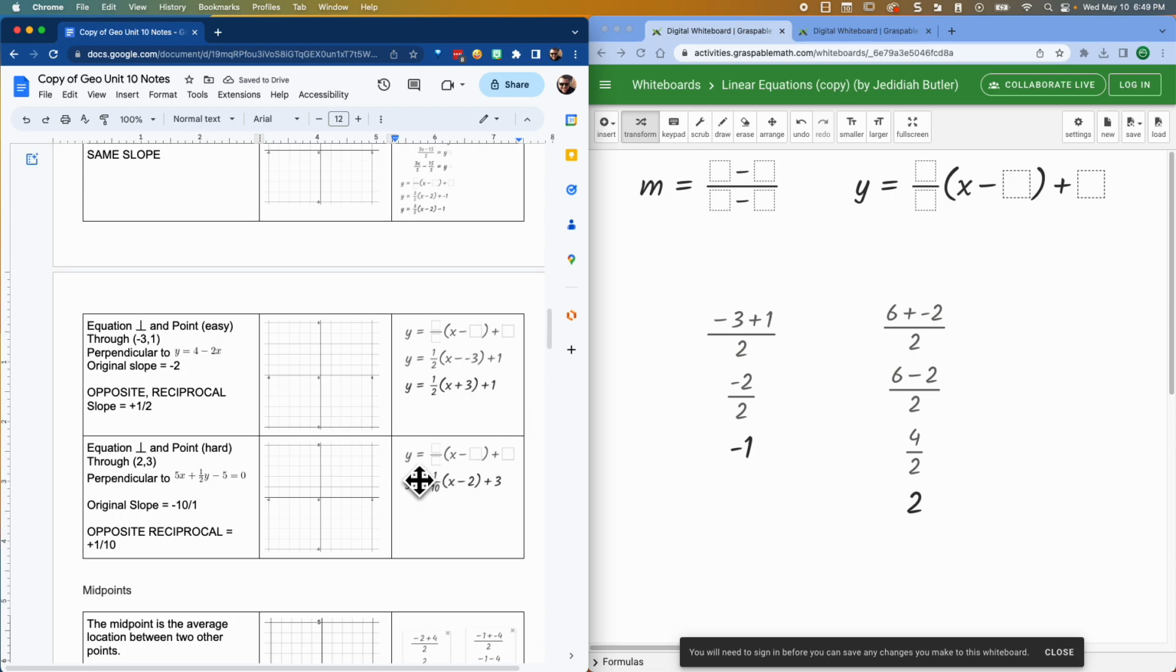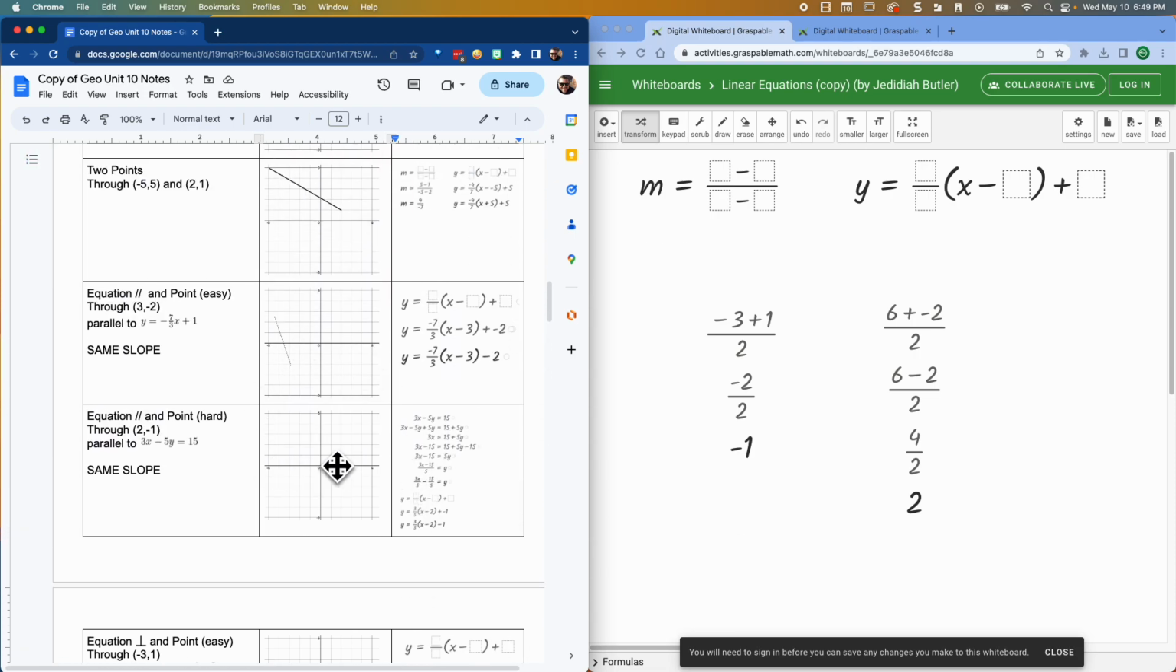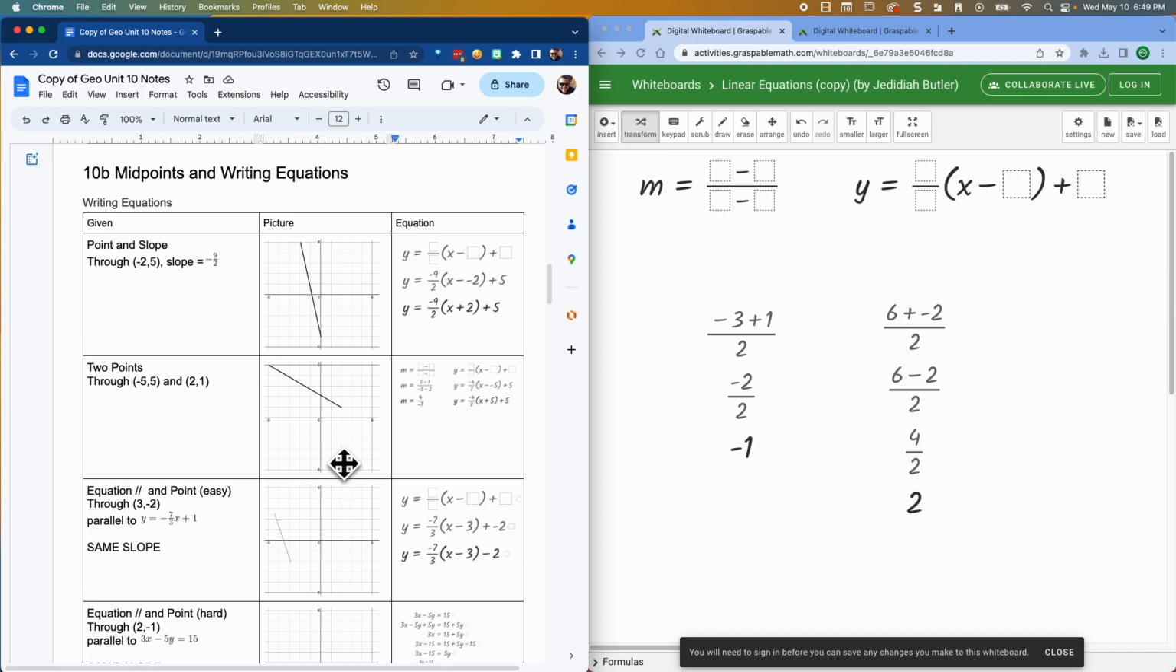Lots of equation writing and slope finding with those equations. Again, we're just setting up skills that are going to help us as we put this all together into complex shapes on a coordinate plane.